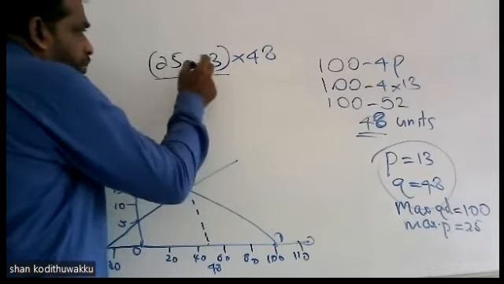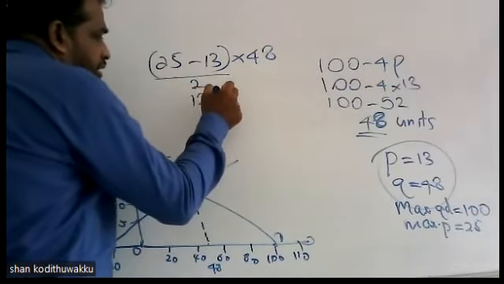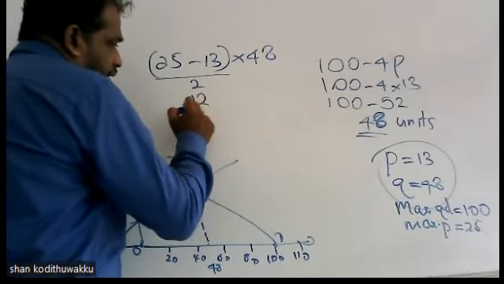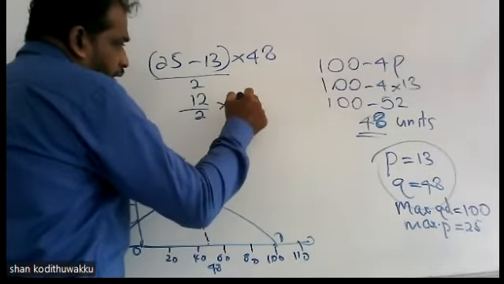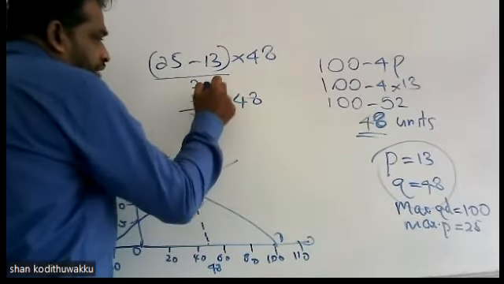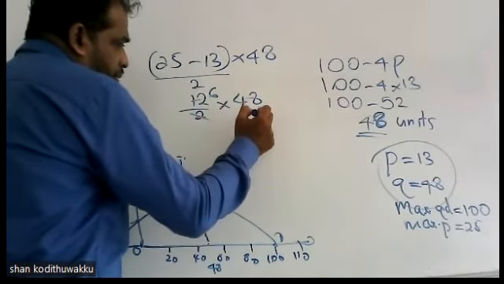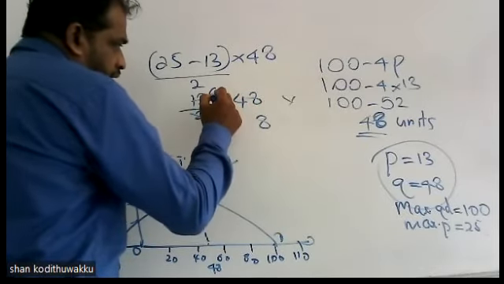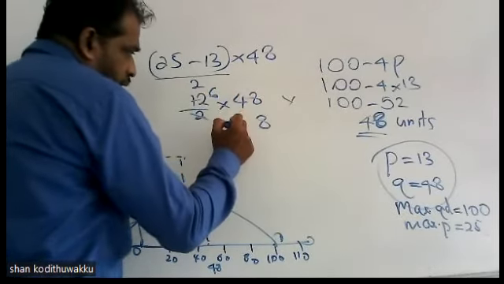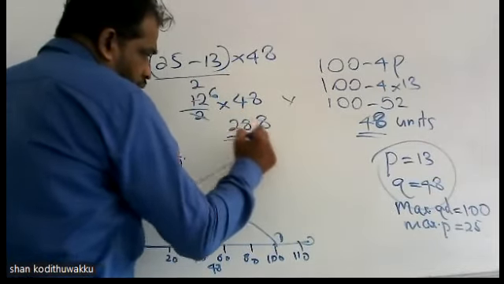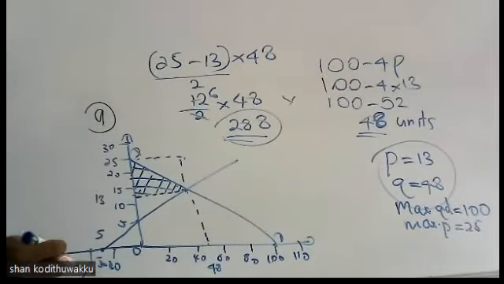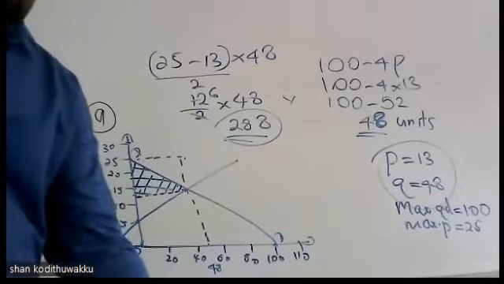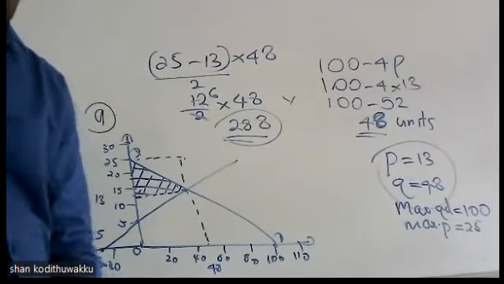Right. Then 25 minus 13, that is 12. 12 divided by 2 into 48. That means 6 into 48. 6 into 8, 48. Balance 4. 6 into 4, 24 and 4 is 28. 288. 288 will be the consumer surplus.